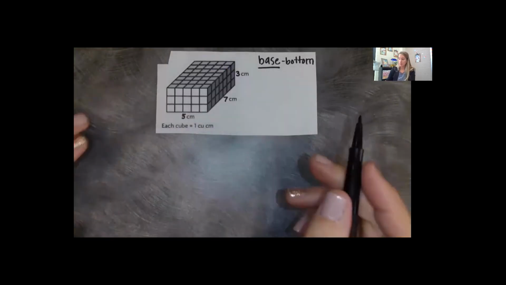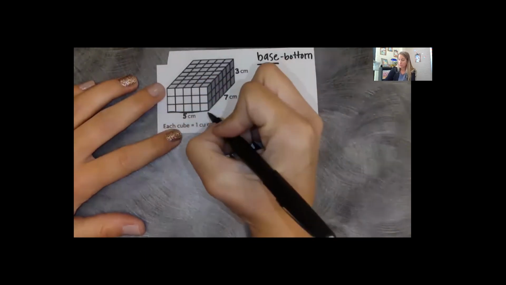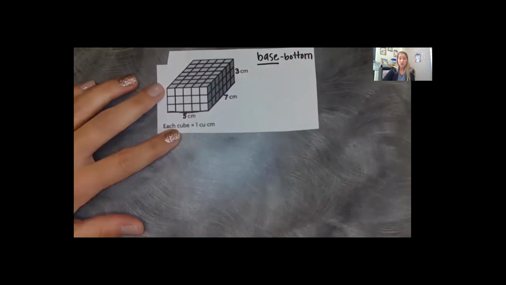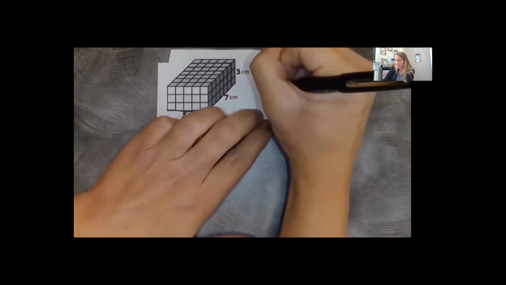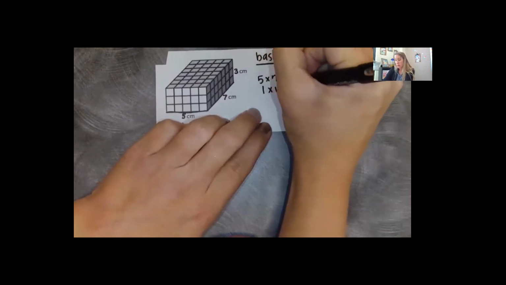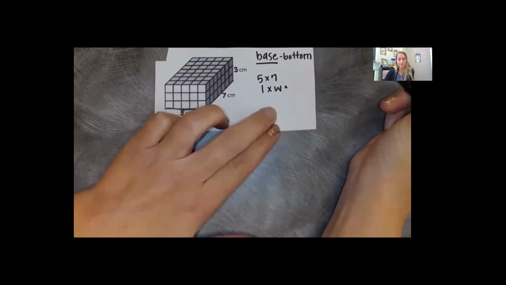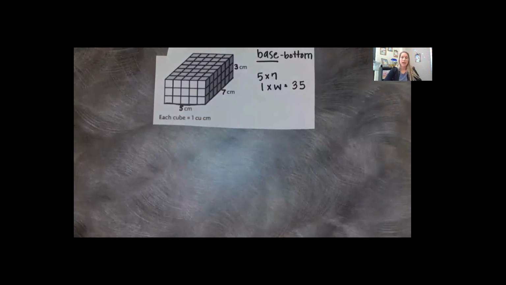Excellent idea. I heard somebody say, well, we know there are 5 cubes in the length, and we know that those cubes are in 4 rows. So I can use multiplication. 5 times 7, or my length times my width, gave me, what's 5 times 7? What's the product of 5 and 7? That's right, 35. So we know the bottom layer is made up of how many unit cubes? That's right, the bottom layer has 35 unit cubes.